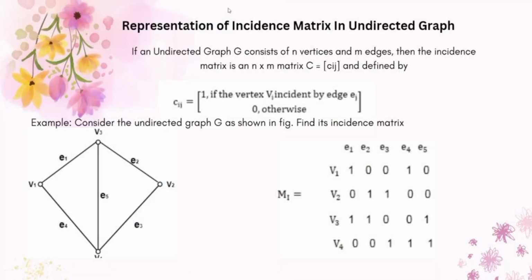Representation of the incidence matrix in an undirected graph. In an undirected graph, the entry is 1 for both vertices connected by an edge. If there is no edge, it is 0. Let's see an example for an undirected graph.